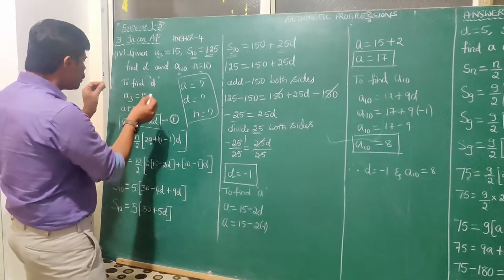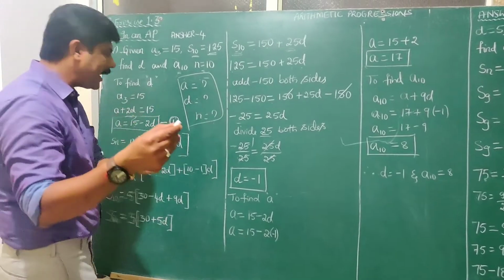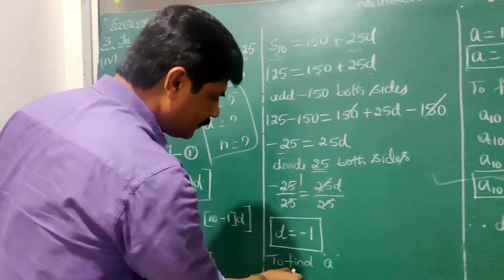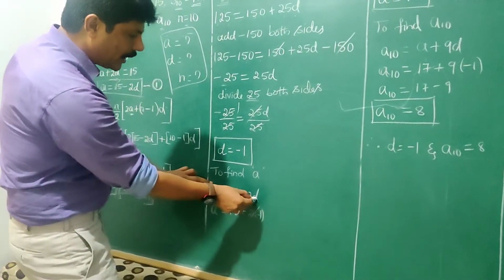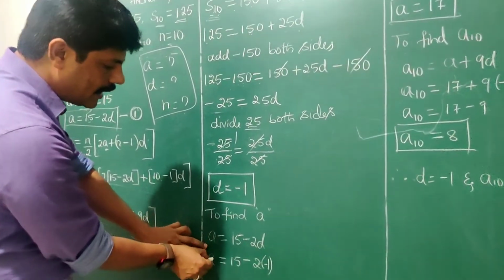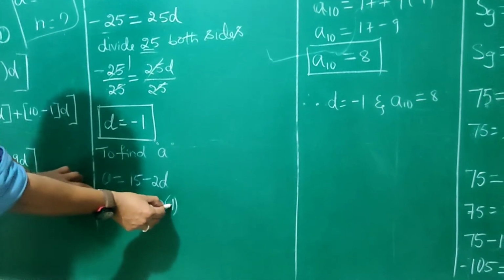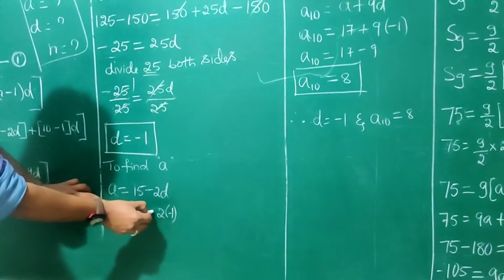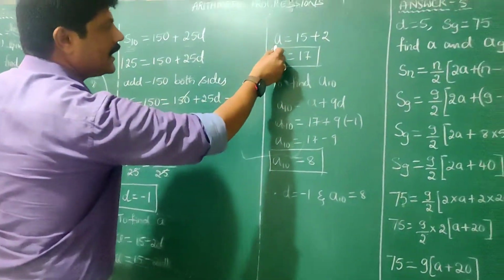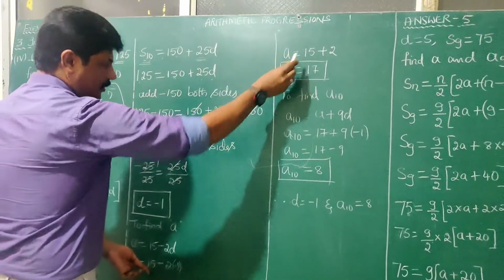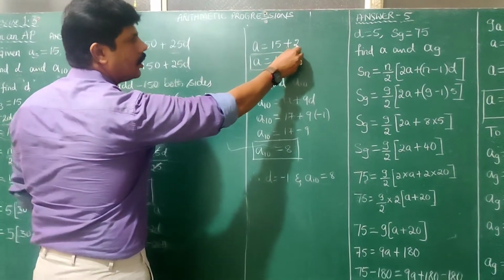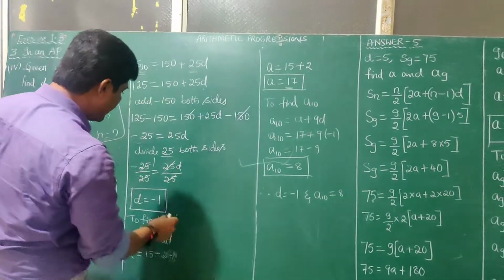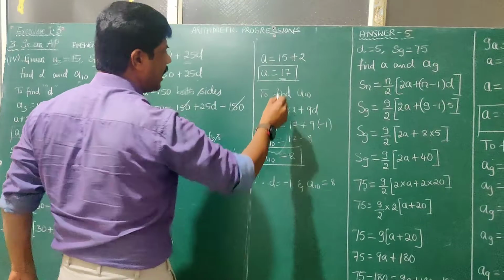Now what you have to do is, D value you have got, you should know the A value. So how do you get the A value? You have made equation 1. A is equal to 15 minus 2D is there. Take that equation to find A. Here you substitute the value of D, so that A is equal to 15 minus 2 into minus 1. Minus into minus becomes plus. That you can see here. A is equal to 15 plus 2. So 15 plus 2 is 17. So we got A is equal to 17. Here we got D is equal to minus 1 and A is equal to 17.